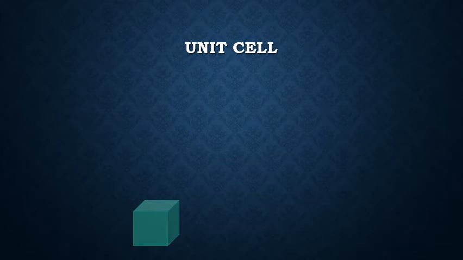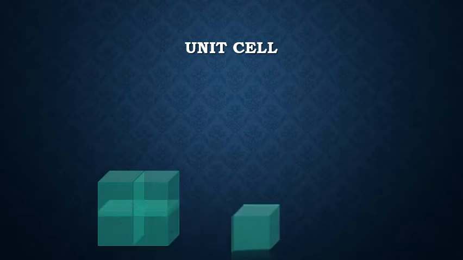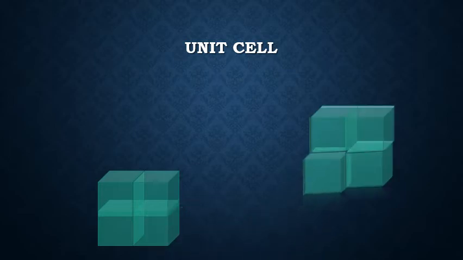Today we are going to discuss unit cell, primitive cell, and number of atoms in each cell. A unit cell is the smallest portion of a crystal lattice that shows the three-dimensional pattern of the entire crystal. The same unit cell, repeated over and over in 3 dimensions, makes a crystal.